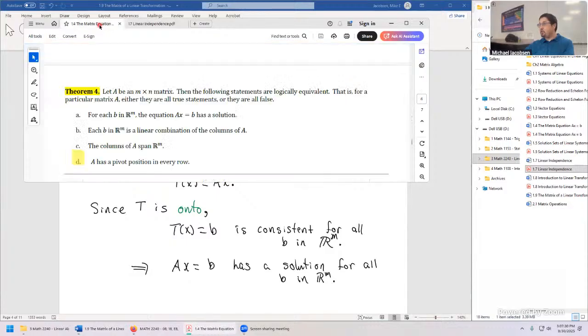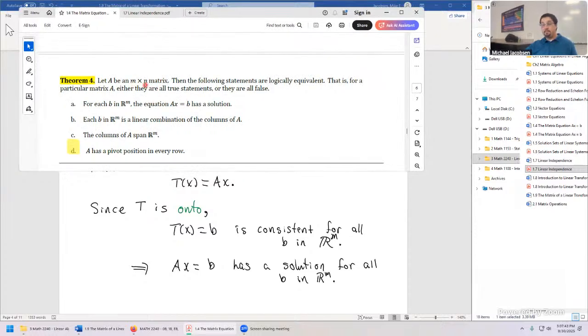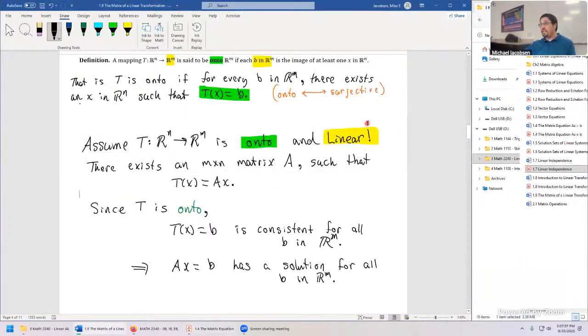Then finally, we can go back here. Here's theorem 4 from section 1.4. We just verified part A. The matrix equation AX equals B always has a solution. This works for any M by N matrix A whatsoever. And we can conclude all these parts are now simultaneously true. In particular, A must have a pivot in every row. And that's the whole punchline to being onto as a transformation if you're linear.